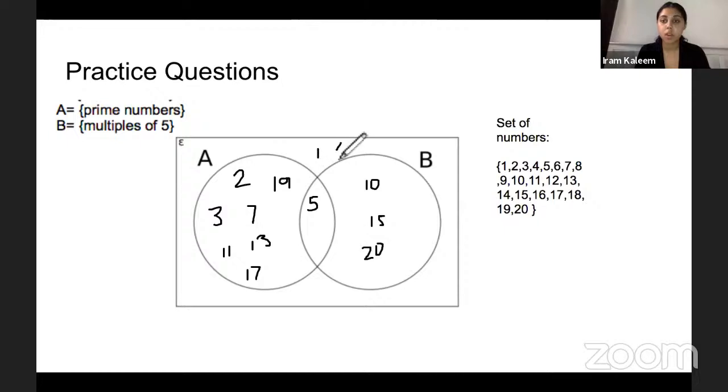So we've got 1, 4, 6, 8, 9, 12, 14, 16, 18. Okay, I think that's everything that we've covered so far. So that way we've organized all the numbers into our Venn diagram.